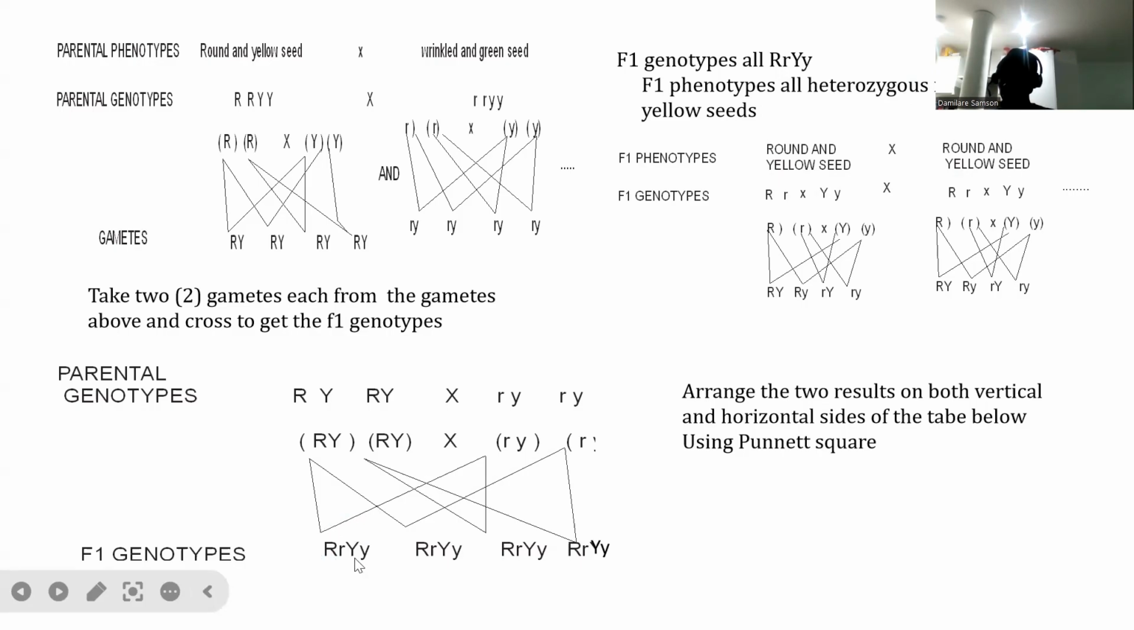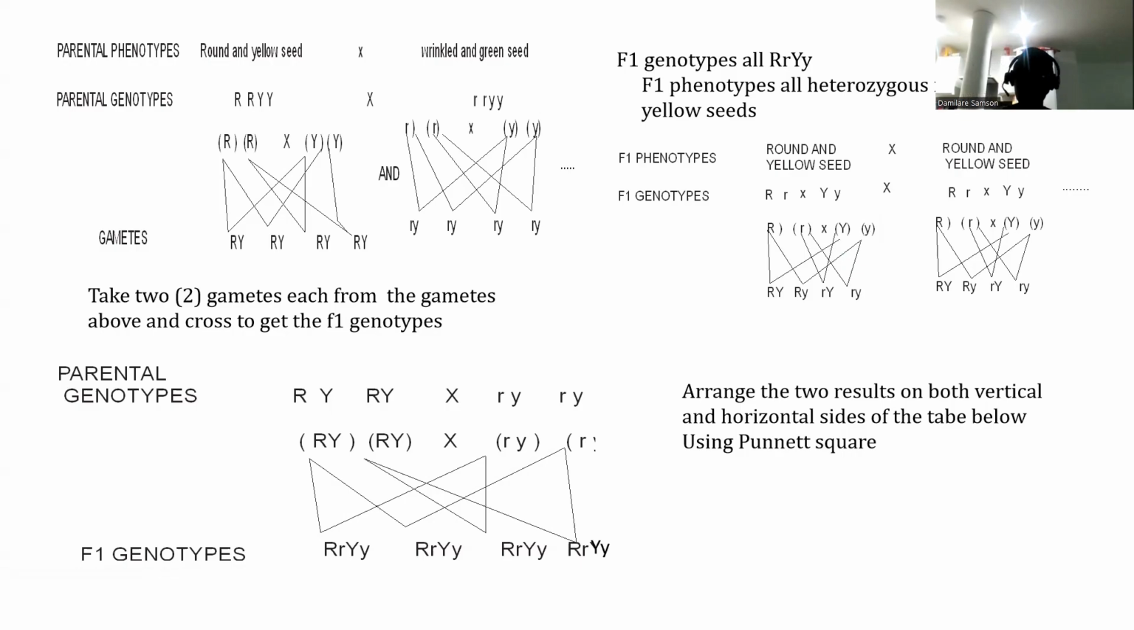At gamete formation, what happens? They will cross each other again. When they cross each other, what do you see? Capital R comes down, small r comes down. Capital Y comes down, small y comes down. These are the gametes. You now cross them again: capital R capital Y, capital R small y, small r capital Y, small r small y. As simple as that.